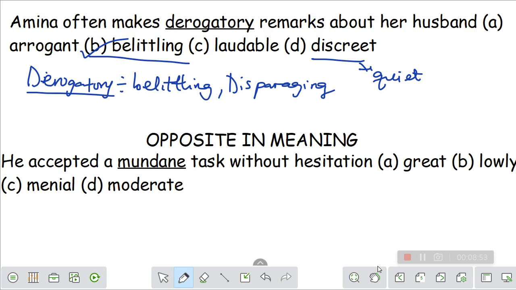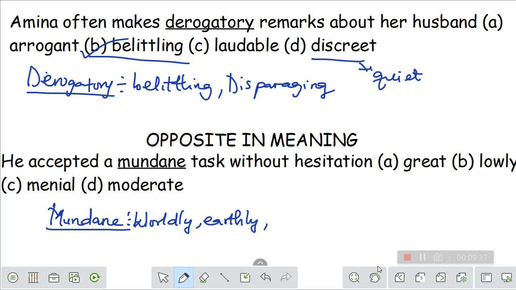Let's go to the opposite meaning. He accepted a mundane task without hesitation. Mundane is a common term that we normally use. What is the meaning of mundane? Something that is worldly, something that is earthly, something that is profane, something that is time consuming, something that consumes your time.